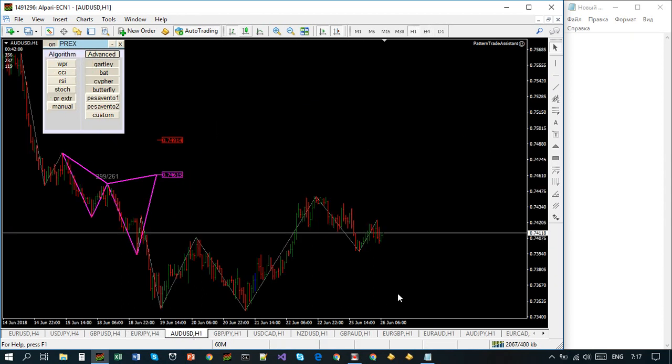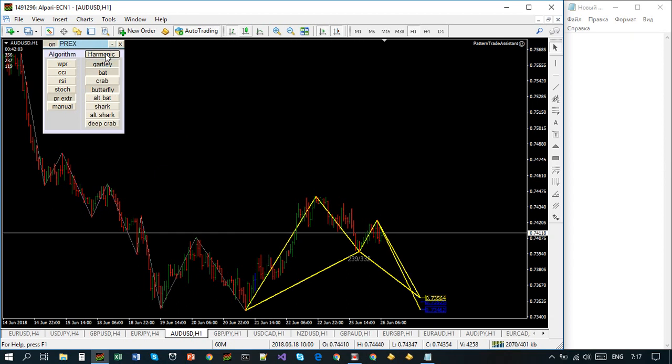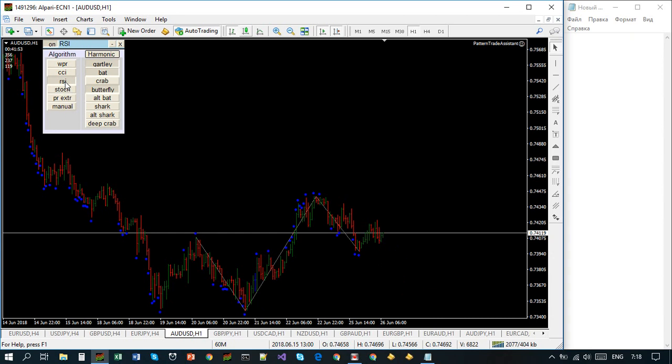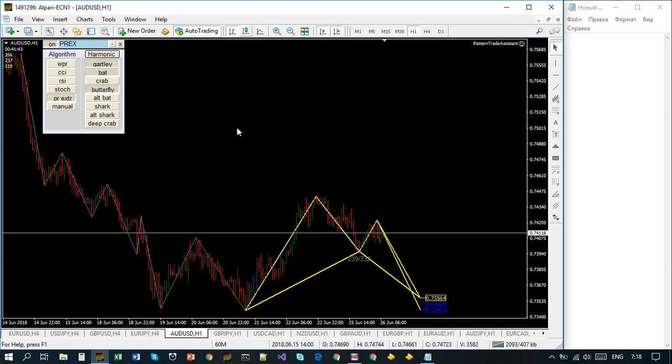Well, let us go to New Zealand dollar. 1 hour advanced patterns, nothing. Harmonic patterns, we have a harmonic bat pattern that is setting up. Let us see if it is an obvious pattern, simply switching between different algorithms. It is supported by stochastic, not seen by RSI, not seen by commodity channel index, and it is not seen by Williams percent range. So 2 of 3 algorithms say that there is a pattern. Well, it's not enough.